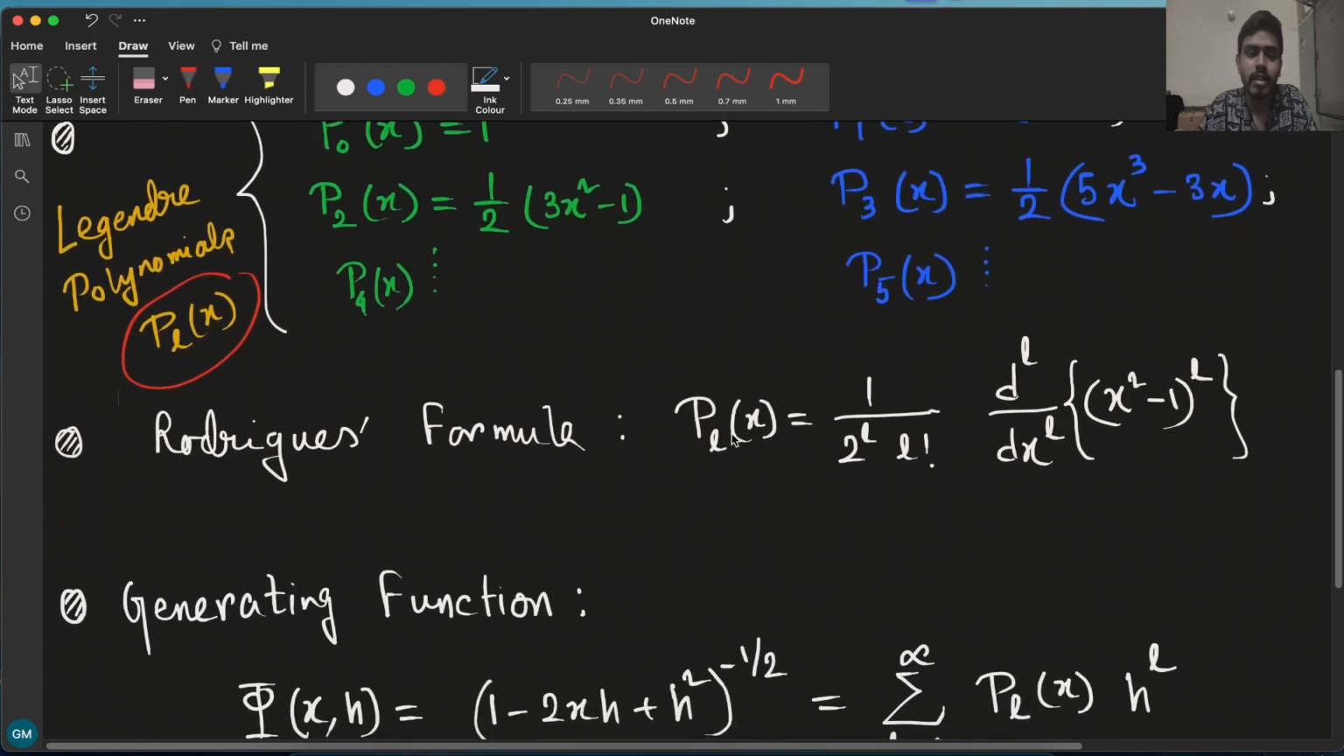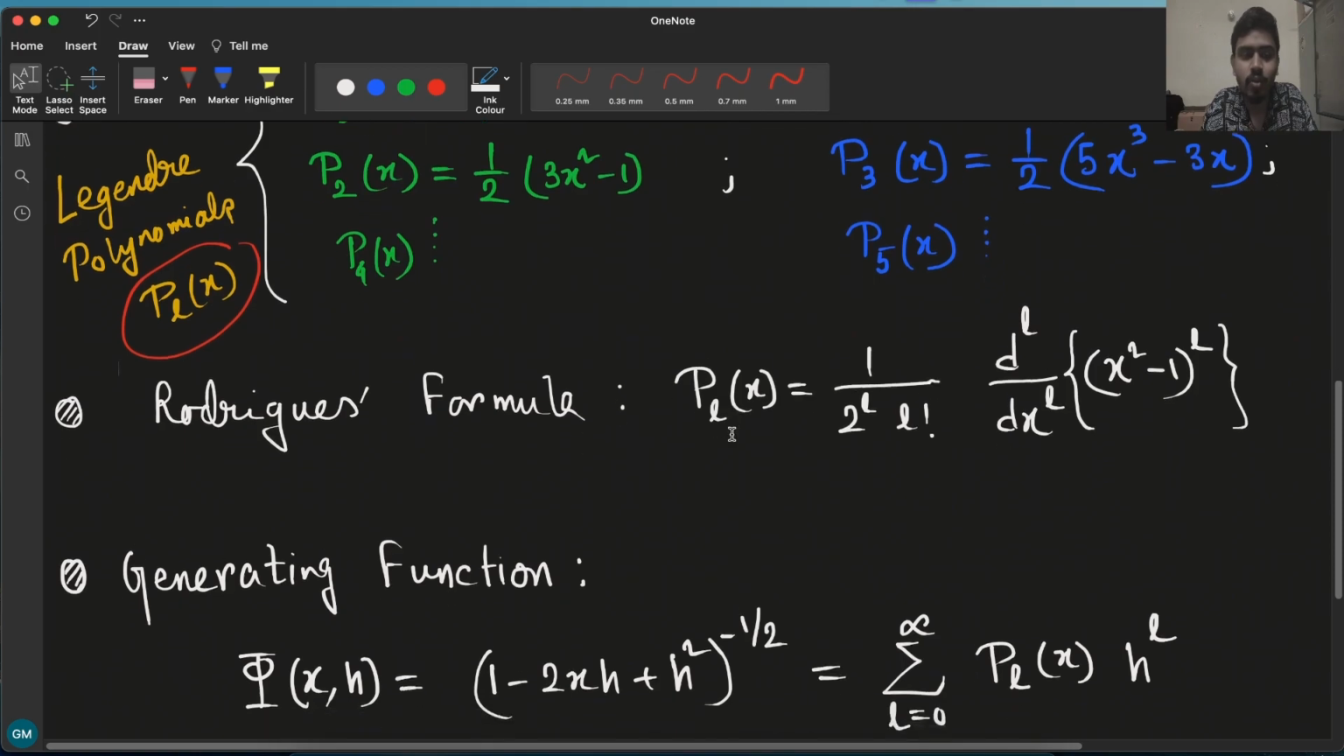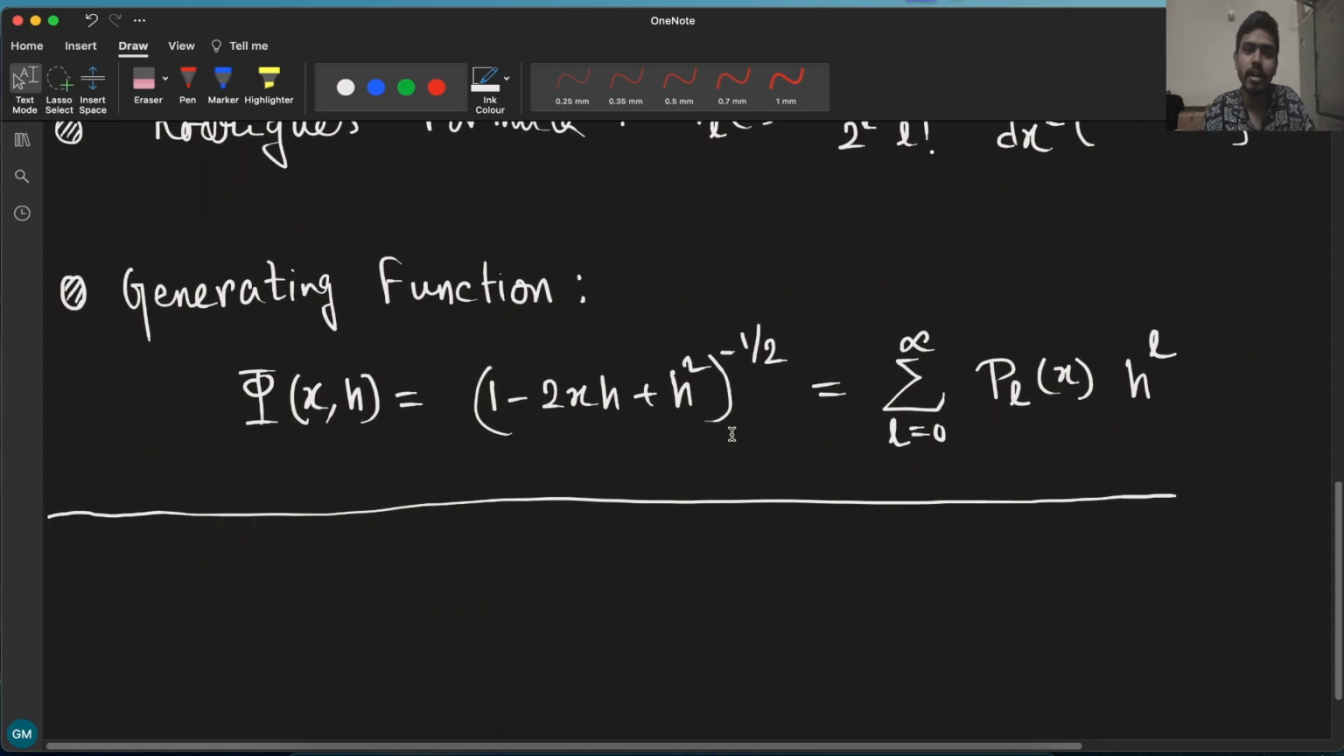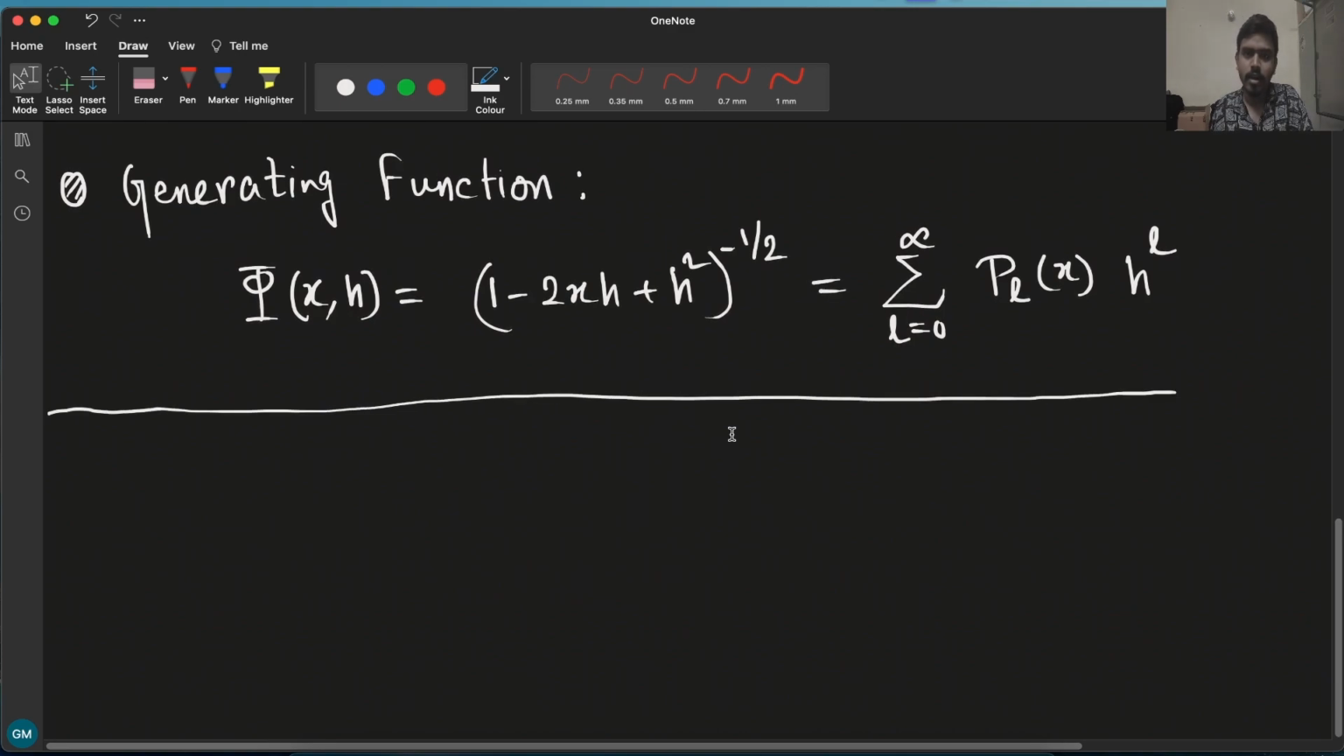Then we showed that using the Rodrigues formula, we can also generate the same Legendre polynomials. After that, we showed that using a generating function, those Legendre polynomials can also be derived. And in the last class, I showed you some recurrence relations related to these Legendre polynomials. So in this class I will talk about some applications of these Legendre polynomials.